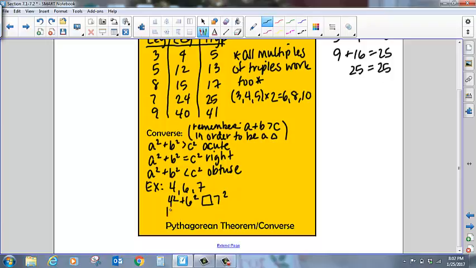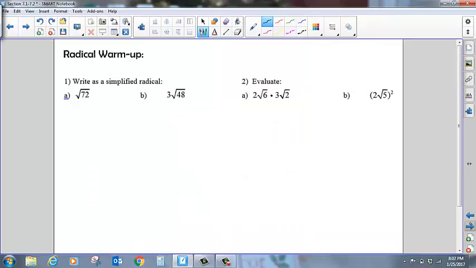So this gives us 16 plus 36, and we're going to compare that to 49. Well, 16 plus 36 is 52, so that is greater than 49. So if we look right here, it says if a squared plus b squared is greater than c squared, then we have an acute triangle. Okay, so that's it for the flip chart, but keep it out. And now we're going to actually move on to the little half note sheet.